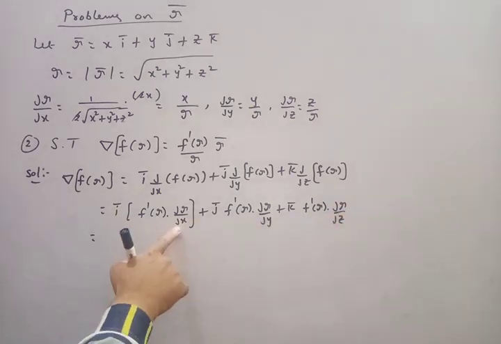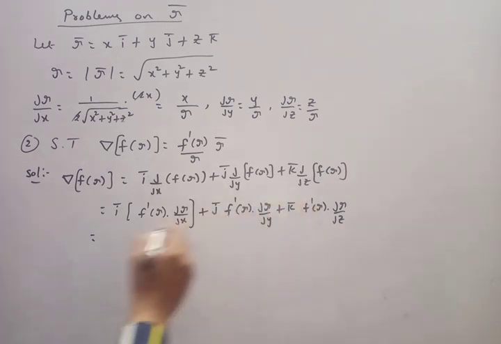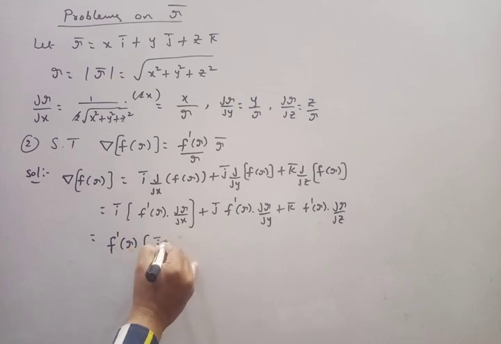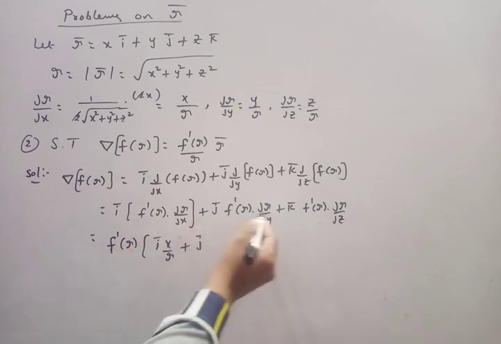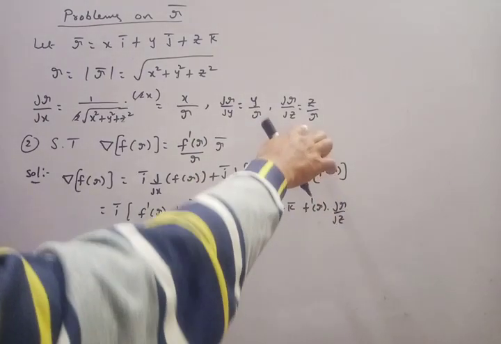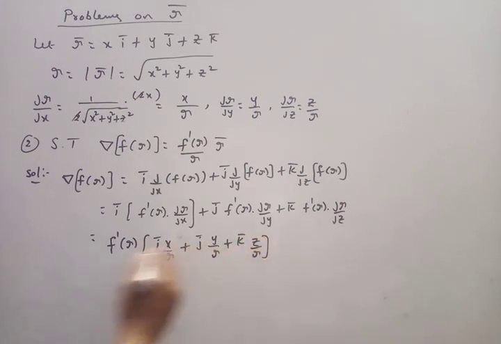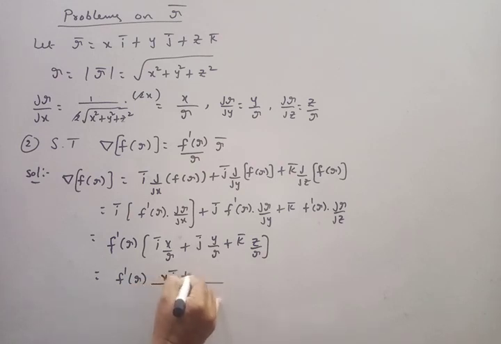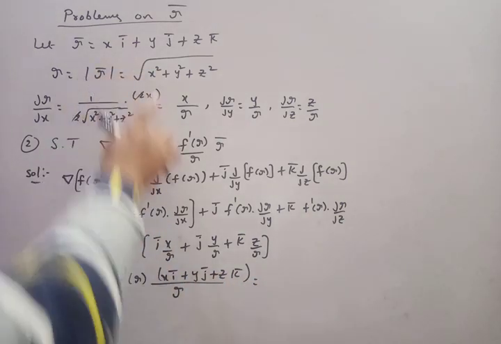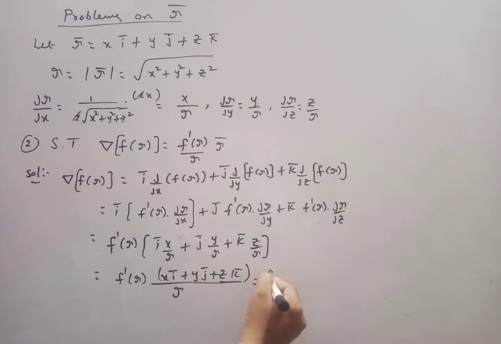Correct? So what is dou r by dou x value? X by r. F dash of r, f dash of r, f dash of r common. So take out f dash of r common. So what do I get here? I bar, dou r by dou x is what? X by r. And here j bar, dou r by dou y is what? Y by r, plus k bar. What is dou r by dou z value? Z by r. So take out the LCM. LCM is what? R. So what do I get here? X i bar, y j bar, z k bar. Right? So r bar is what? X i bar plus y j bar plus z k bar. This will give you f dash of r by r into r bar. That is the proof. Understand here?